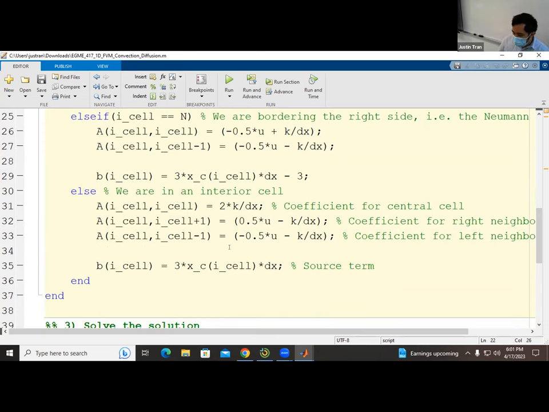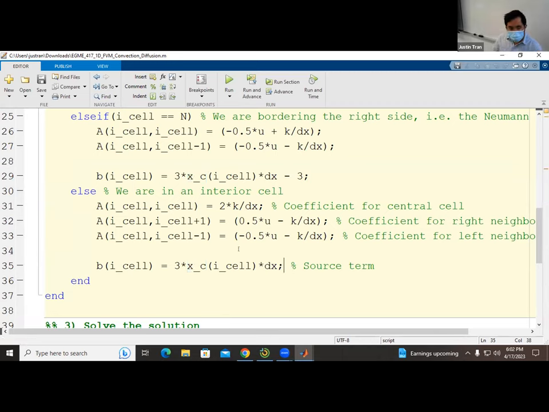If you look back in your notes for the coefficients for our general equation, for the center cell, phi sub c, our coefficient is 2 times k divided by delta x. For the right neighbor, I cell plus 1, we have u divided by 2 minus k over delta x. For the left neighbor, we have minus u over 2 minus k over delta x. All these coefficients are being set in the proper place. And on the right-hand side, we have the source term, 3 times xc times dx.